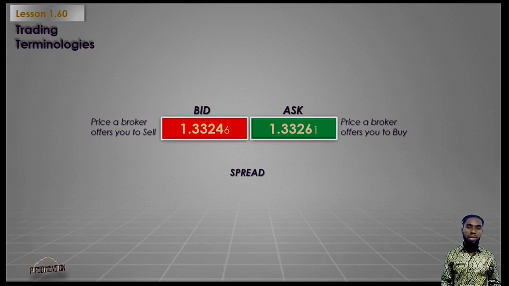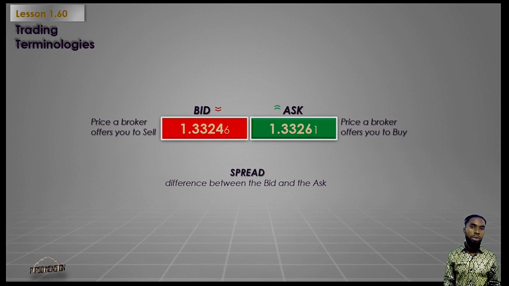When you look at the bid and the ask price, you can see that you can make out a difference. That is what we call the spread. A spread is the difference between the bid price and the ask price. It is the amount that the forex broker charges you on your trade.